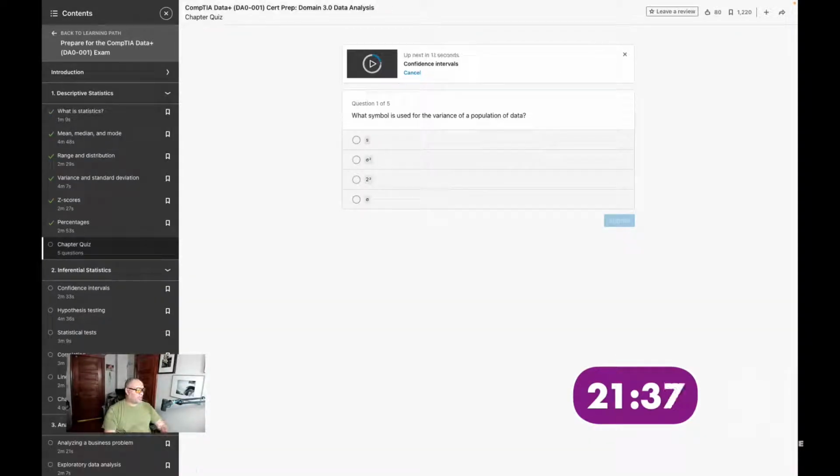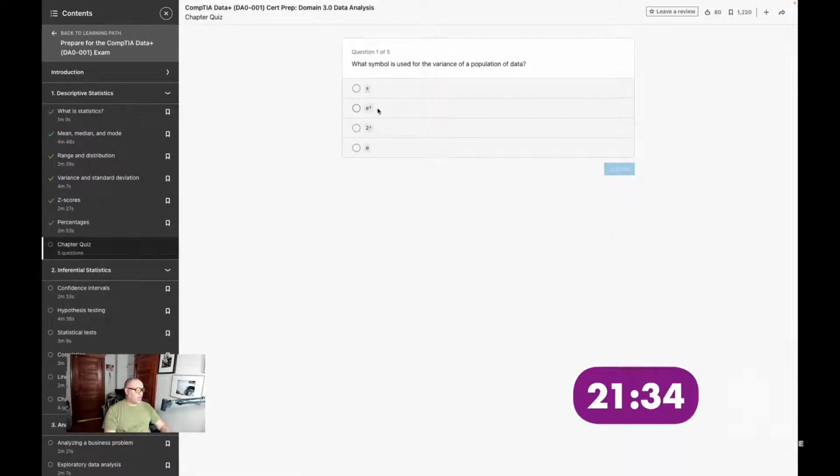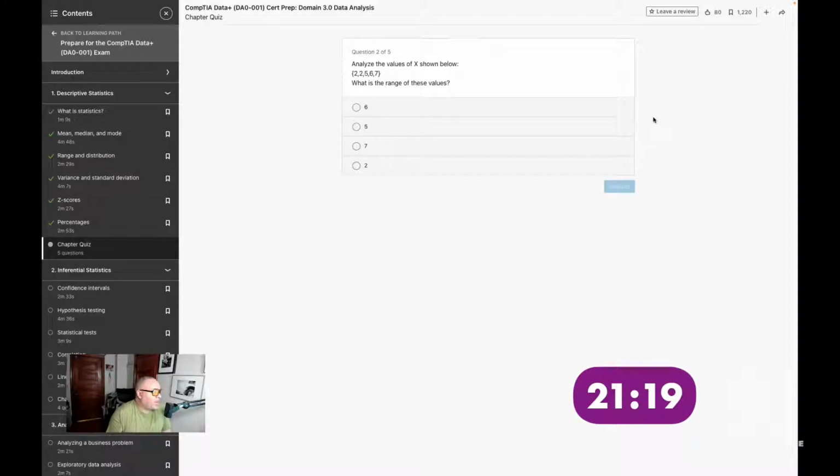All right. What symbol is used for, let's close this down. What symbol is used for the variance of population in data? Is the question. I believe that it is this one. Analyze the values of X shown below. What is the range of these values? 2, 3, 4, 5. It said range. Now I could be, because we're just going 1, 2, 3, 4, 5. So there are 5, and that's the total range. That's an easy question.